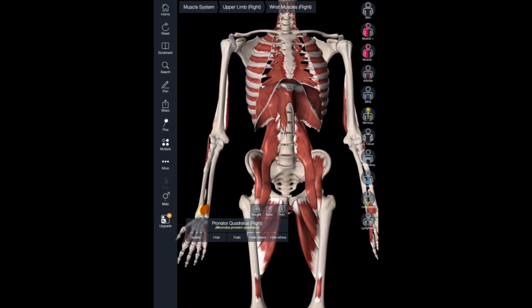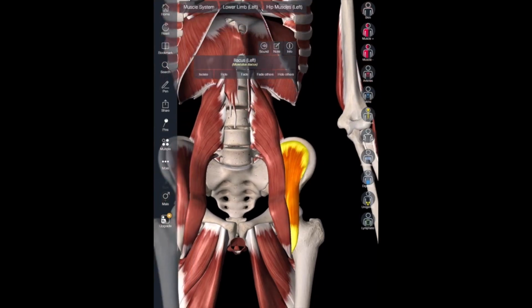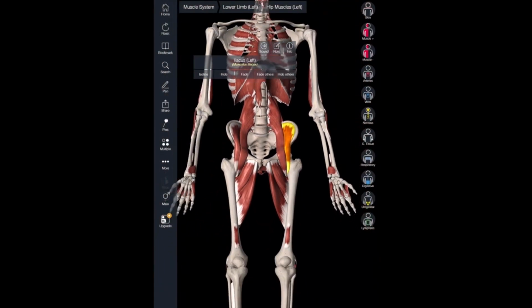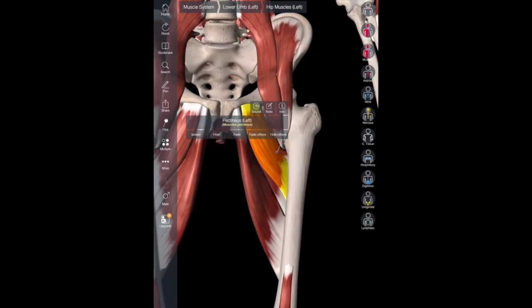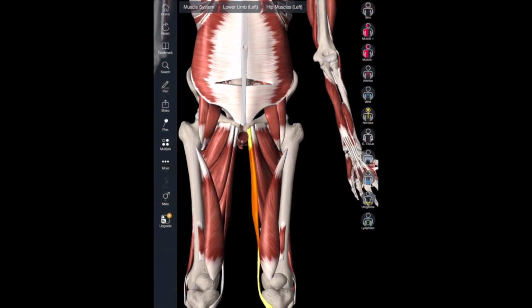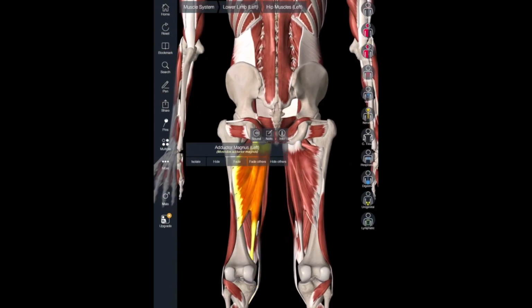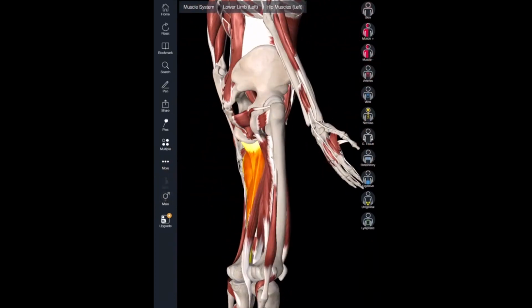Oh, let's see. When I was going through the trunk muscles, I indicated psoas major, but don't forget iliacus also. Let's see. Adductors as a group. Here we go. So this is pectineus, adductor brevis, adductor longus, gracilis, adductor magnus. Those are the adductors.